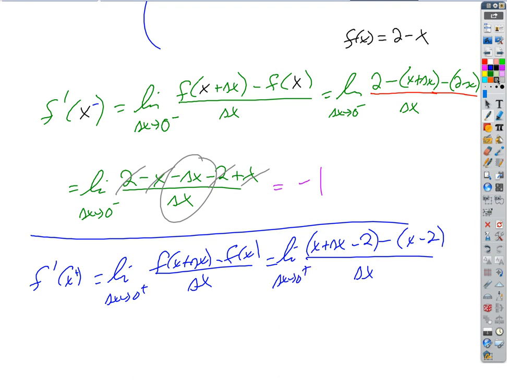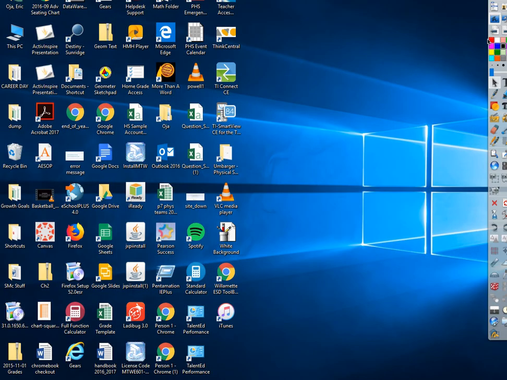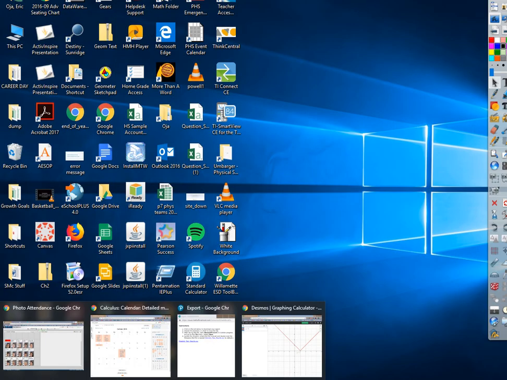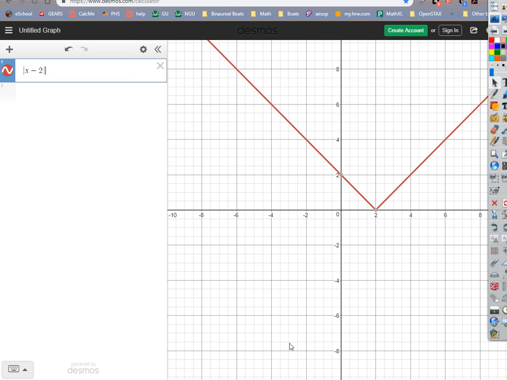Well, look what's going to happen. When I distribute, does everybody agree I'm going to get an x minus an x? I'm going to get a negative 2 plus a 2. And so I'm just going to end up with delta x over delta x. What's that equal to? 1. Right? Okay, which is consistent with the slope on this side, right?